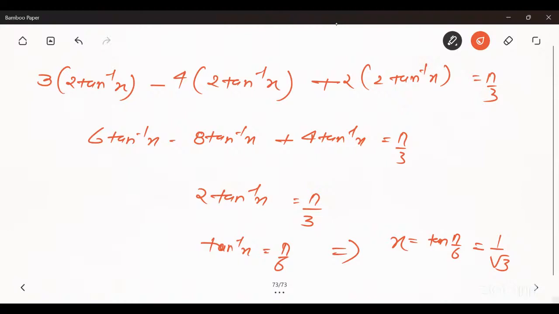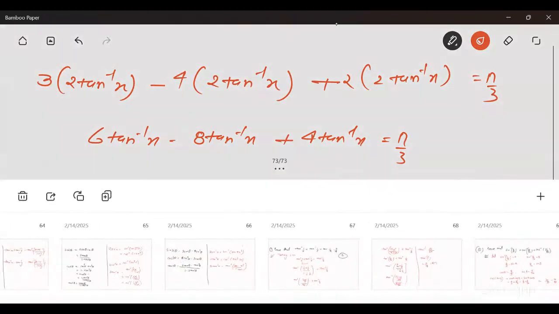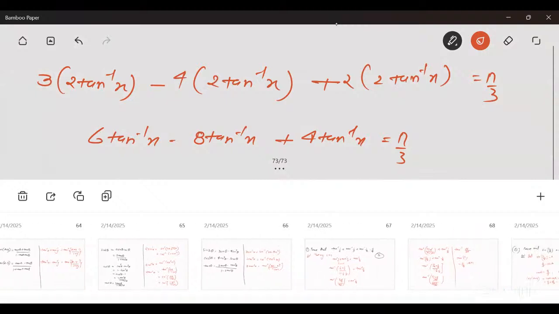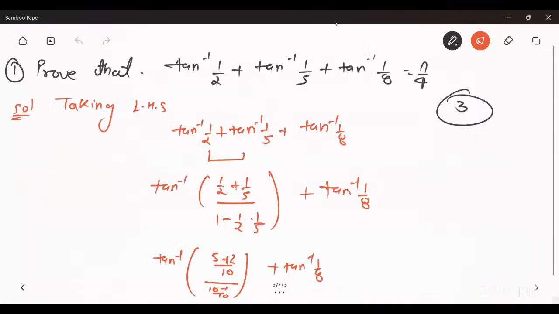Now the next question is again tan inverse 1 by 2 plus tan inverse 1 upon 5 plus tan inverse 1 upon 8 equal to pi by 4. Again the question is repeating. That question is very important for your boards because it is repeating again and again. Okay, so remember this question.